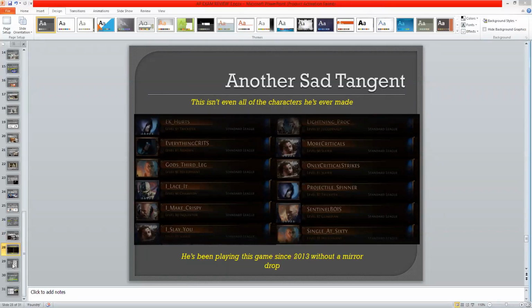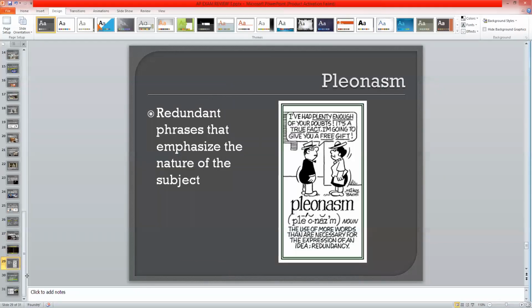So I got one last one before we get to the speech here. I got two. I'm sorry, I keep lying. Pleonasm, which is redundant phrases that emphasize the nature of the subject. So sometimes words aren't strong enough until you put two next to them here. And if authors want to put really big emphasis on their points, they'll do double adjectives. So pleonasm is basically, I've had plenty enough of your doubts. It's a true fact. I'm going to give you a free gift. And all these words are redundant, right? But it's the author trying to put emphasis because some words have lost their power or their meaning in the overall subject matter.